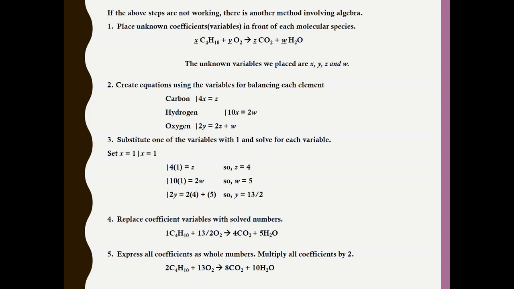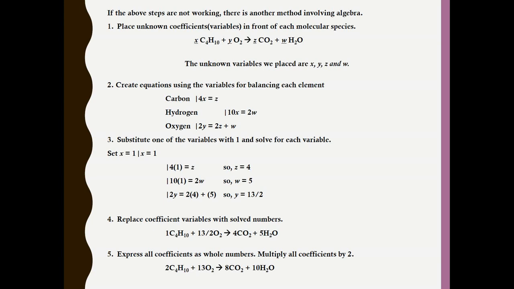So I can write down X in front of C4H10, Y in front of O2, Z in front of CO2, and W in front of H2O. All these 4 letters, X, Y, Z, and W, are going to be my unknown variables, or the coefficients, that I need to find out to balance the equation.